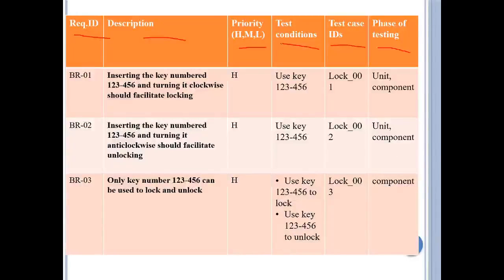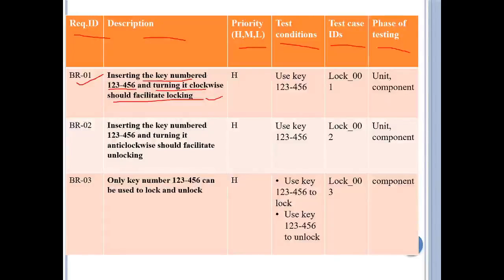This is an example of lock and key which we have seen in the previous topic. Taking that example, we are explaining this requirement traceability matrix. This is the first requirement. What is the first requirement? Inserting a key numbered 1, 2, 3, 4, 5, 6 and turning it clockwise should facilitate locking. There is a lock and you can use the keys numbered 1, 2, 3, 4, 5, 6. Any key can be inserted in that lock, and if you insert any key from 1 to 6 and turn it clockwise, it should lock.